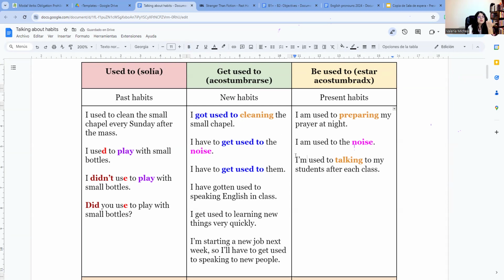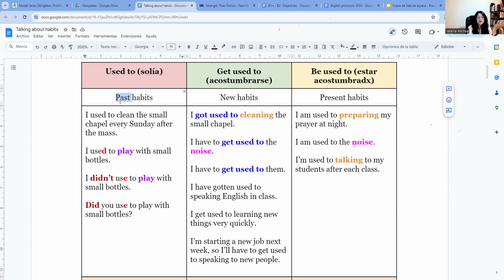But in the past, when I didn't have this habit, I had to get used to talking to my students after each class. It wasn't a habit for me. I got used to talking to my students after each class because I had to practice. It was a new thing for me, if you wish.